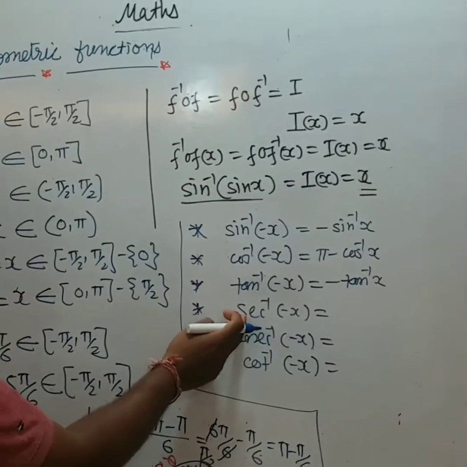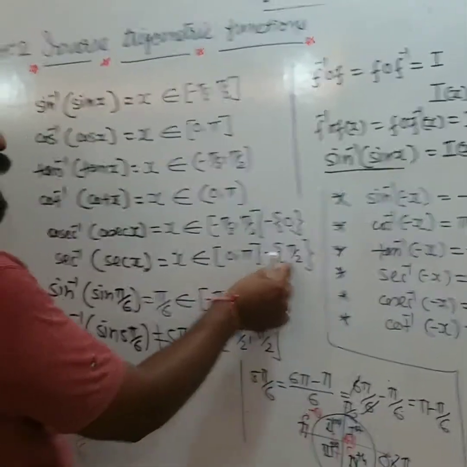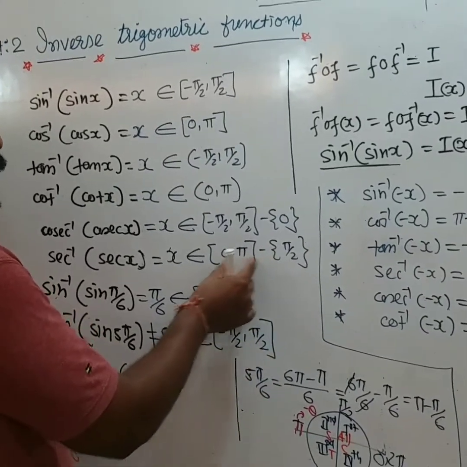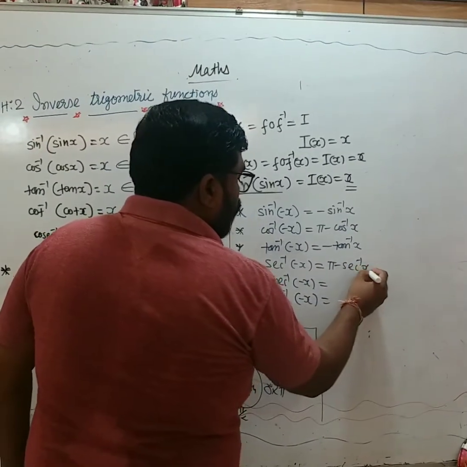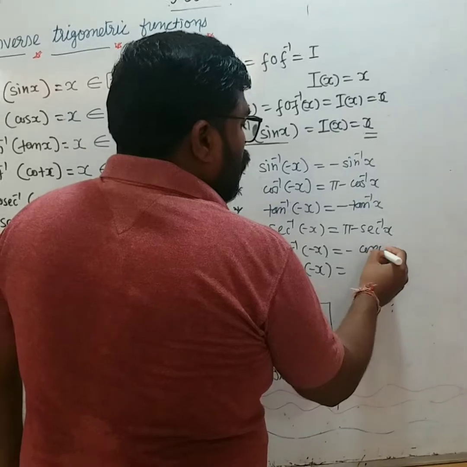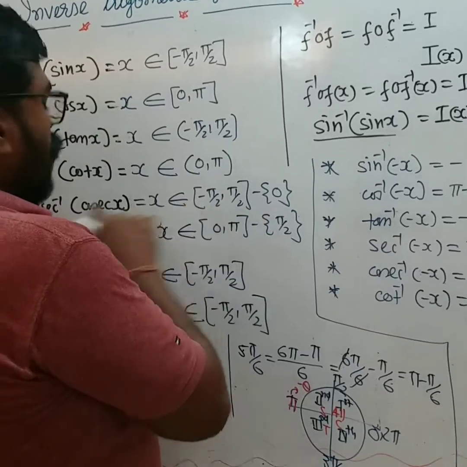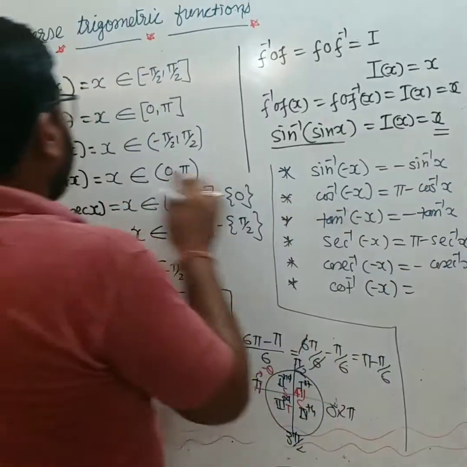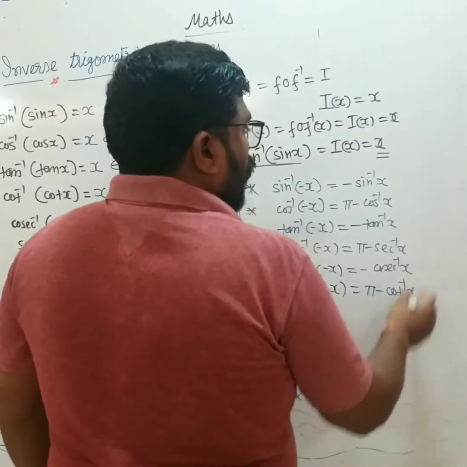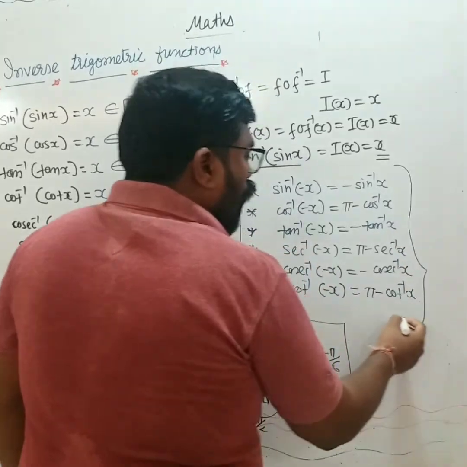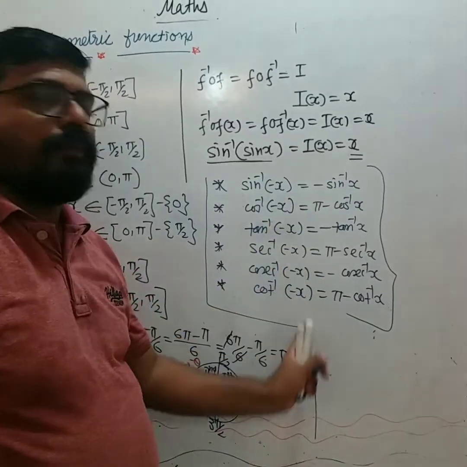But sec inverse, see here, where is sec inverse? The range of sec inverse is 0 to pi except at pi by 2, and in this interval all values are positive, so we can write pi minus sec inverse x. Similarly here, this is minus cosec inverse x because negative values are there in the range of cosec inverse, and for cot inverse, similarly pi minus cot inverse of x. So we have to remember all these basic concepts when negative values are here.